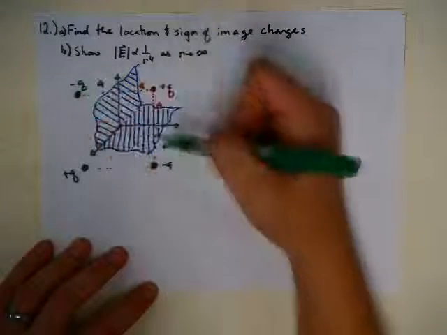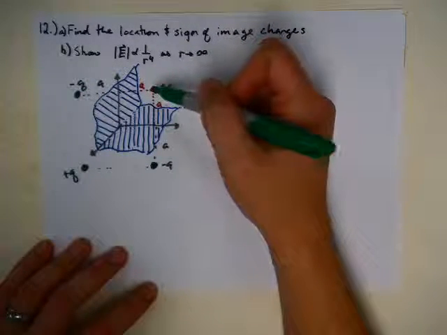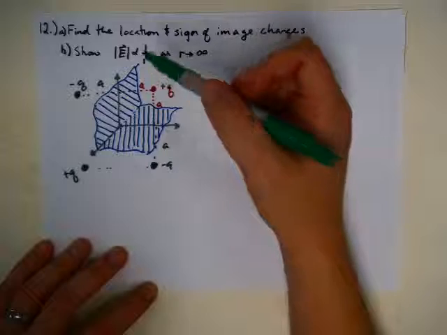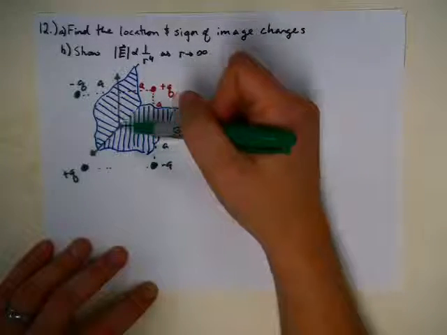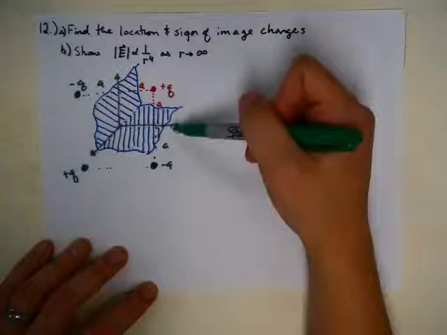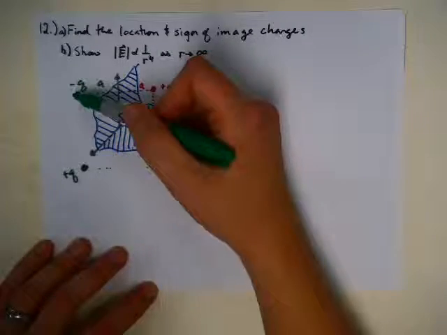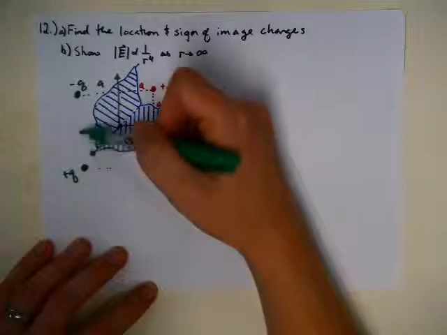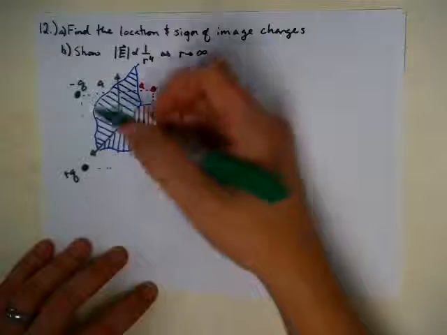It turns out the same thing happens here. The potential between this plus q and this minus q cancel out on this horizontal plane, but the potential for this wouldn't unless I have this guy. And so these are my image charges.